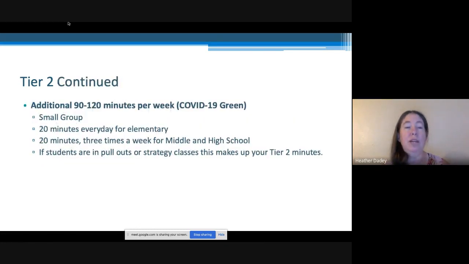Tier 2 is 90 to 120 minutes. This is obviously if we were in the green COVID-19. Green means we're all in school. So small groups are 20 minutes every day for elementary, and 20 minutes 3 times a day for middle school and high school. And if the students are pulled to a strategy class, this would make up for their Tier 2 minutes.